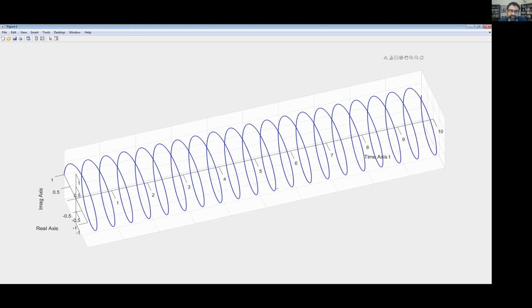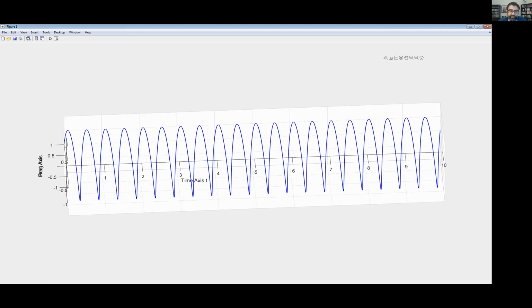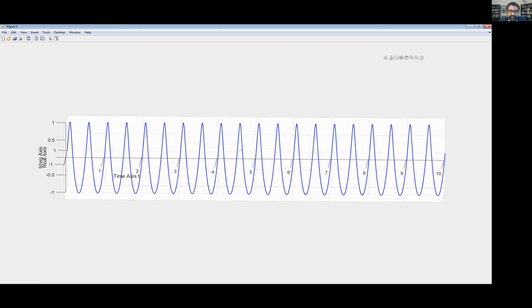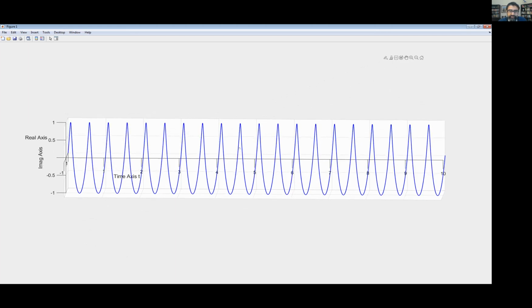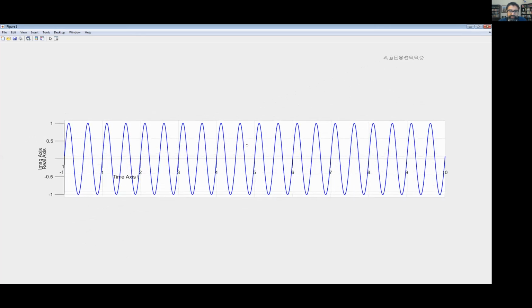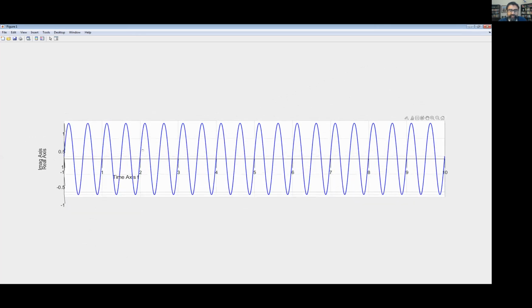This is what it looks like. I'm now projecting it on the imaginary axis, and clearly it's a sine wave. So this is the time axis here, and this is the imaginary axis. On the imaginary axis, this complex signal is a sinusoid. What about the real axis?